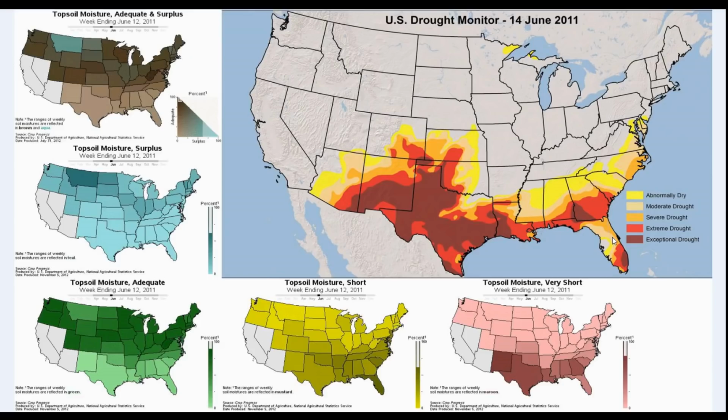And again, here we're looking at soil conditions, and this is a drought monitor for 2011. We also can look at topsoil moisture: adequate and surplus, pure surplus, just adequate, and a topsoil shortage, and a very much shortage here. It goes from the top down to the green and then over to the red. But we can see what areas have adequate or a surplus of topsoil moisture, which is important for sustaining the ecosystem therein.